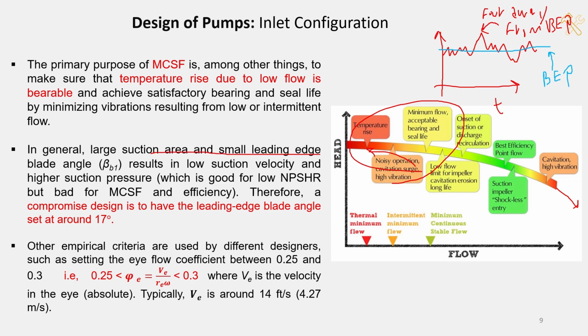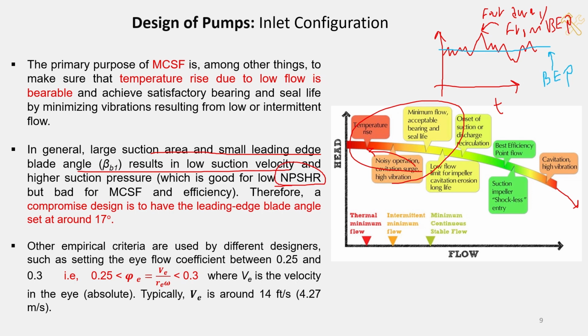In general, however, a large suction area and a small leading edge blade angle result in low suction velocity. If you have a large suction area, like if the suction duct to the impeller is relatively large, and the leading edge is relatively small, then this will definitely result in less suction velocity. If it's resulting in less suction velocity, this means higher suction pressure, which is good for the net positive suction head required.